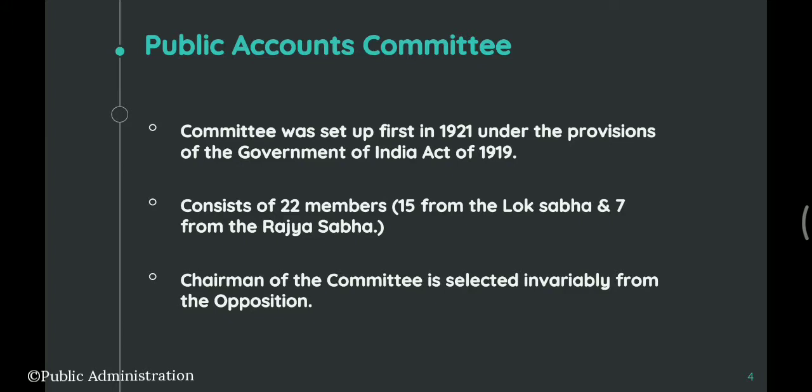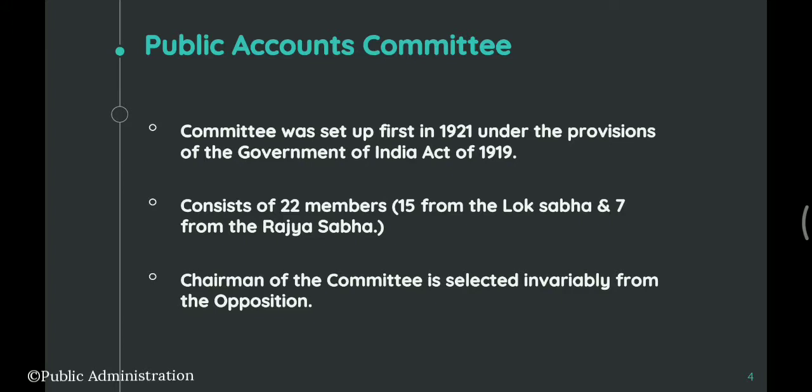Actually this video is completely based on competitive exams. So if you are studying for competitive exams like PSC, UPSC, you can refer to this. The public accounts committee consists of 22 members, 15 from Lok Sabha, note down 15 from Lok Sabha, and 7 from Rajya Sabha. The total number of members of the public accounts committee is 22.